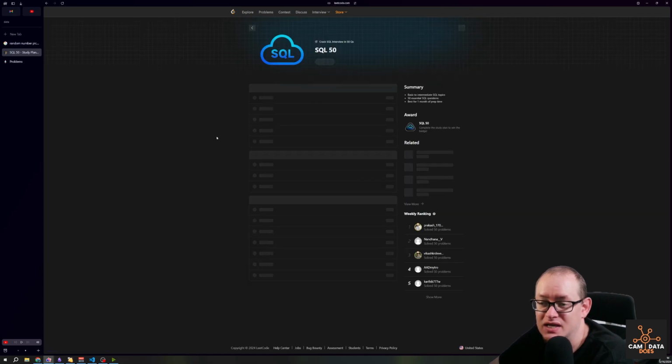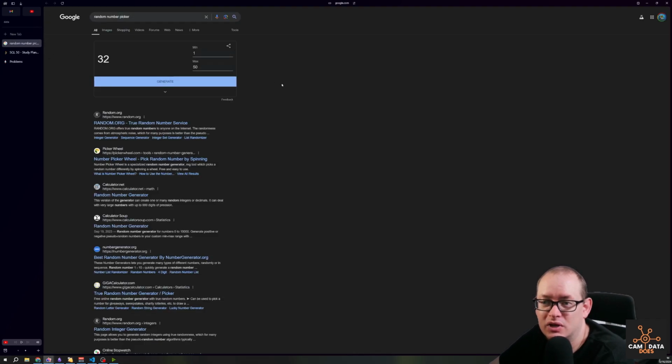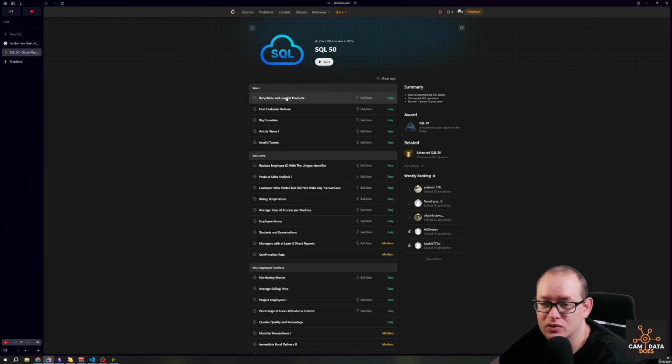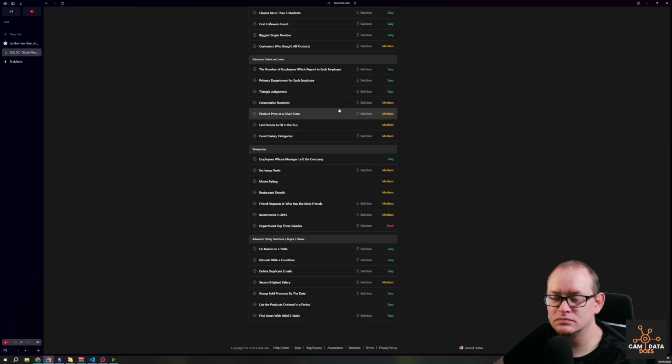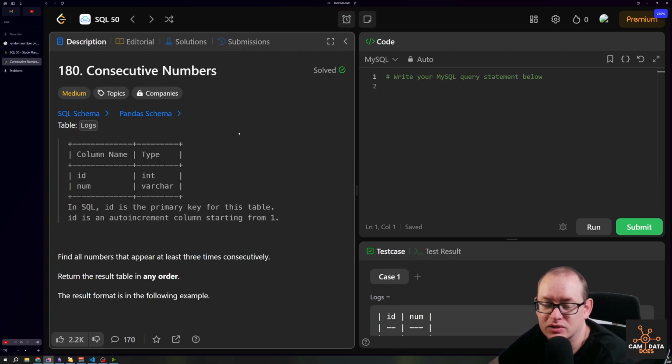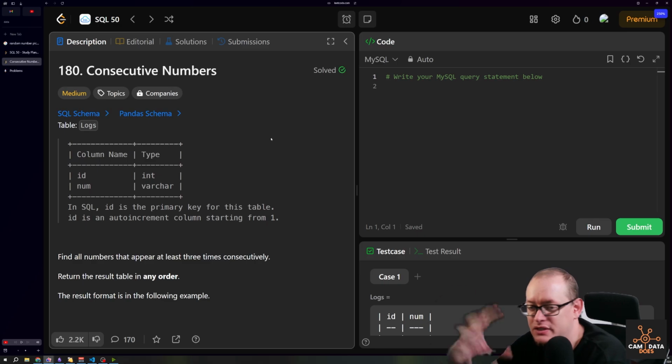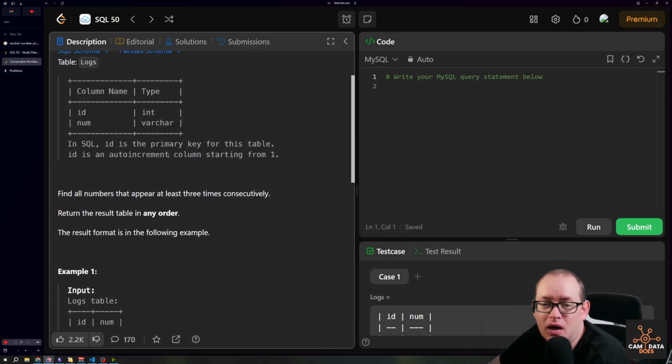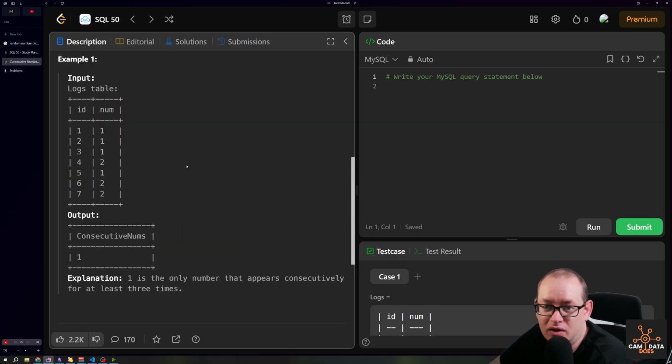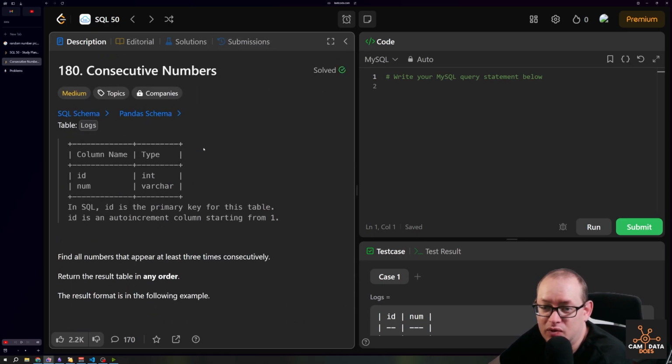to SQL 50. Now I randomly rolled a number earlier, 32. Consecutive numbers. All right, so this is what I do when I'm looking at a problem that I may or may not be unfamiliar with. I think I've solved this before a few months ago.